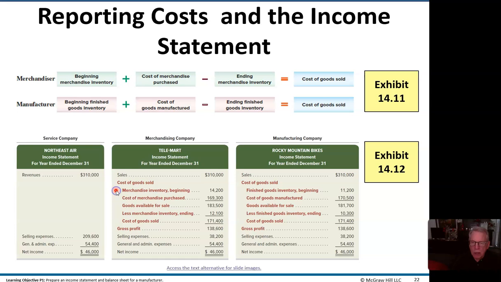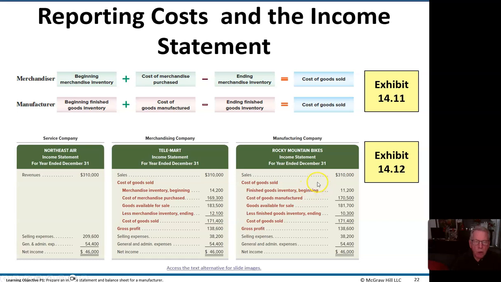They have merchandise inventory beginning, they purchase some inventory, that gives them their cost available for sale. We back out the ending merchandise inventory, and that gives us a cost of goods sold. We covered that in the Financial Accounting 1A course.